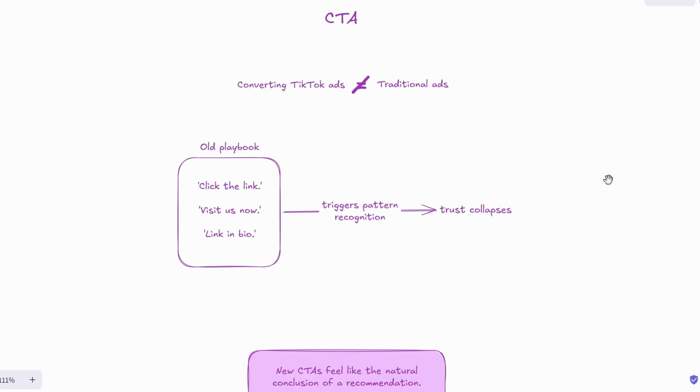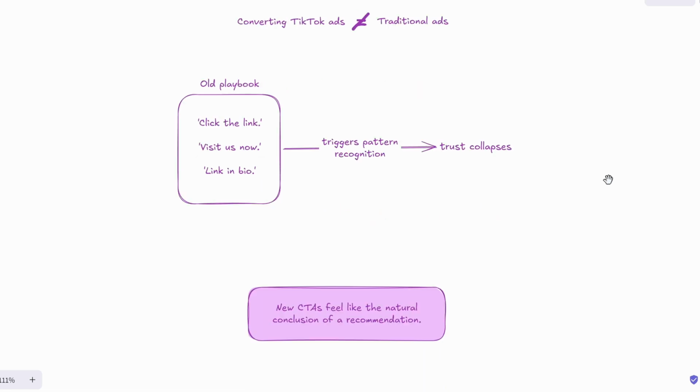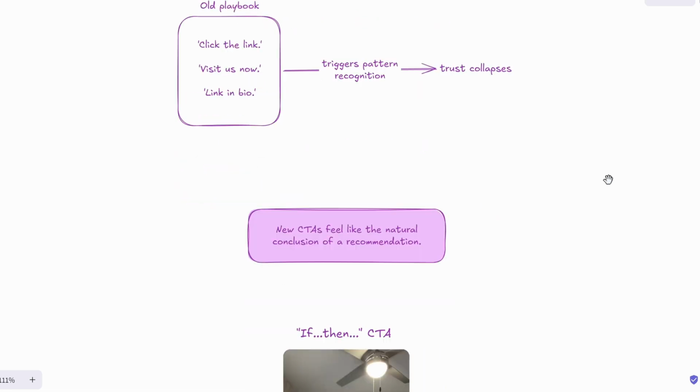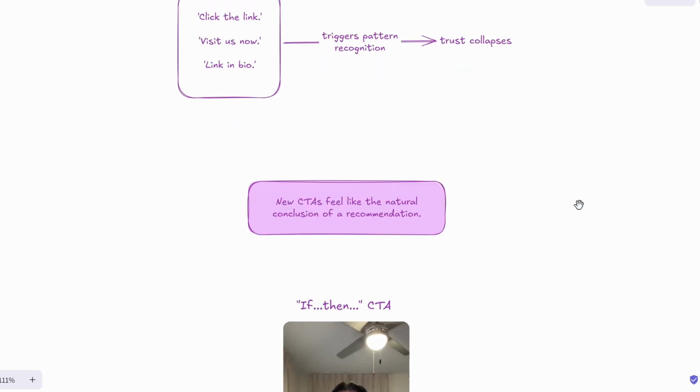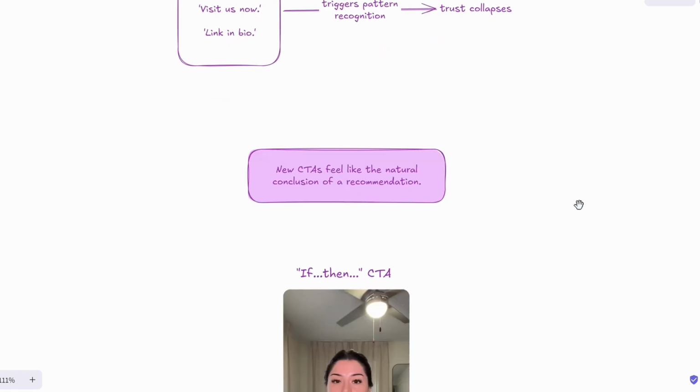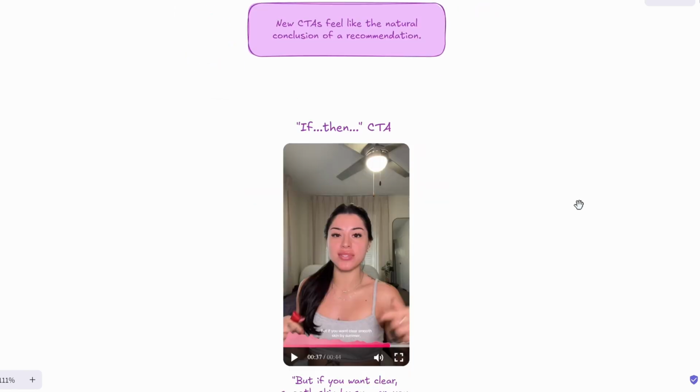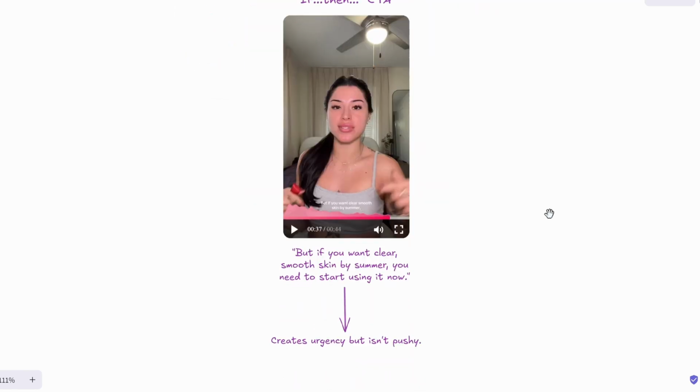So what are the best ads doing right now? They're maintaining the same conversational tone all the way to the end. The CTA doesn't announce itself as a CTA. It feels like a natural conclusion of a recommendation from someone who genuinely has your best interests in mind. The first way I saw this done is with the if-then CTA. But if you want clear, smooth skin by summer, you need to use this now.